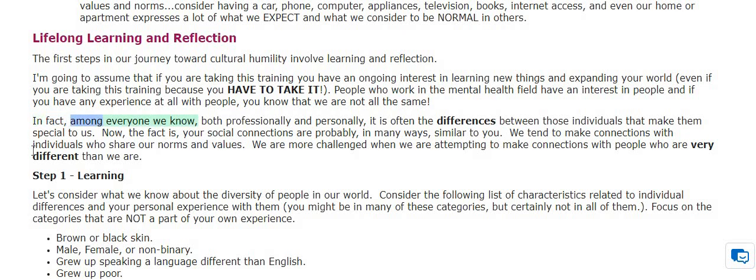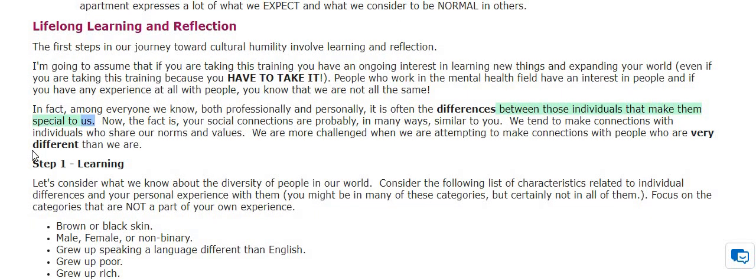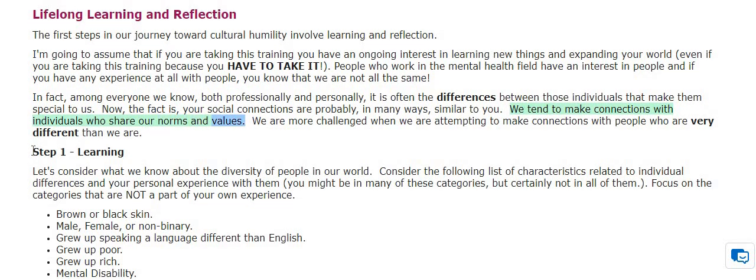In fact, among everyone we know, both professionally and personally, it is often the differences between those individuals that make them special to us. Now, the fact is, your social connections are probably, in many ways, similar to you. We tend to make connections with individuals who share our norms and values.